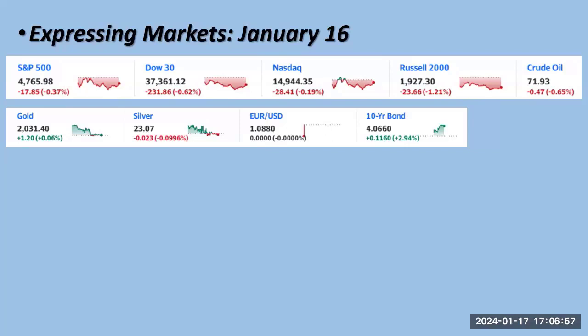So get used to basis points. What if the rate was 4% yesterday and today rates rose 20 basis points? What would be the rate today? 4.2%. All right. What if the rate was 5% yesterday and rates fell 30 basis points today? 4.7, right? Getting really good at basis points.